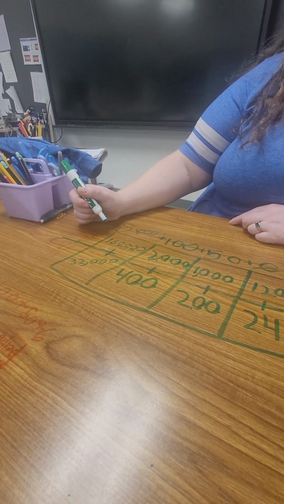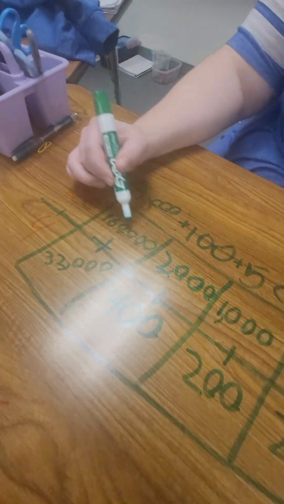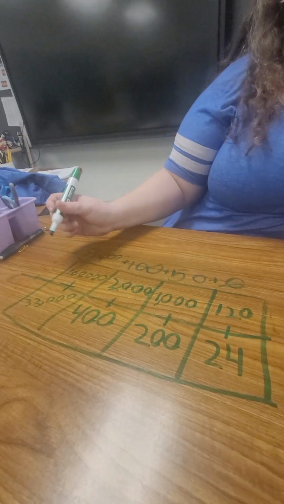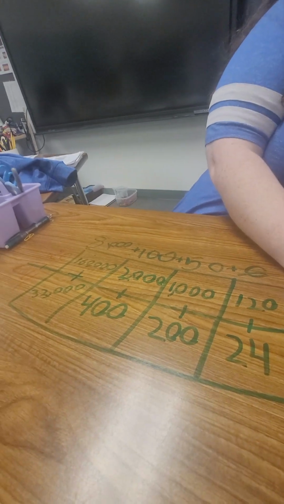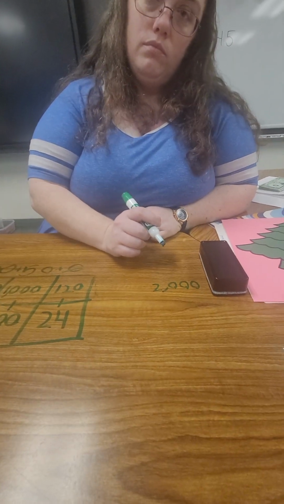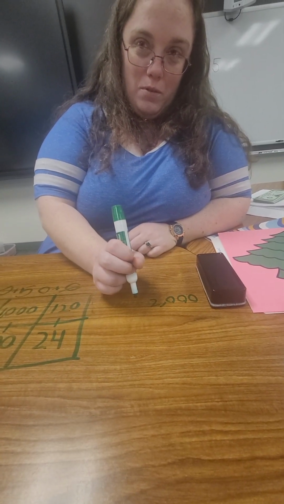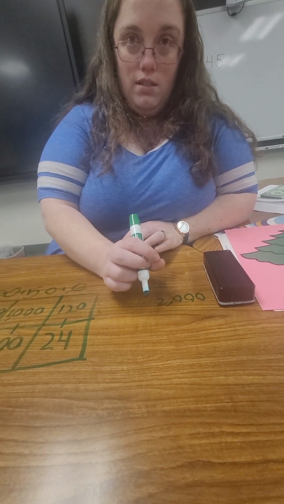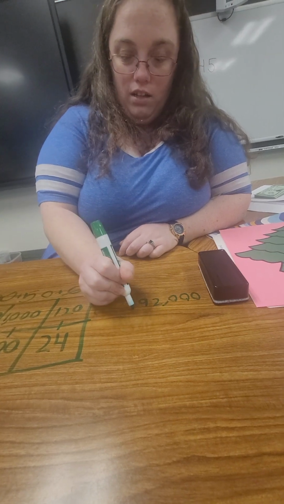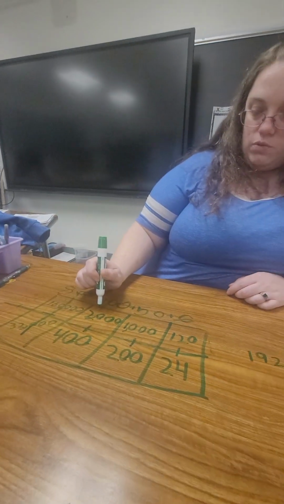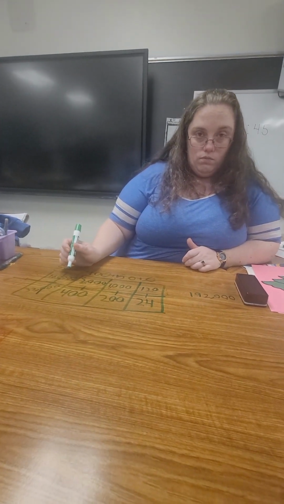Oh my god, look how many numbers. So first, we know those are going to be 3 zeros, right? 2 plus 0 is 2. And then 6 plus 3? 9. There you go. And then we just have our 1. So there's 192,000. Now we have this one. 2,000 plus 400. What do you think that could be?